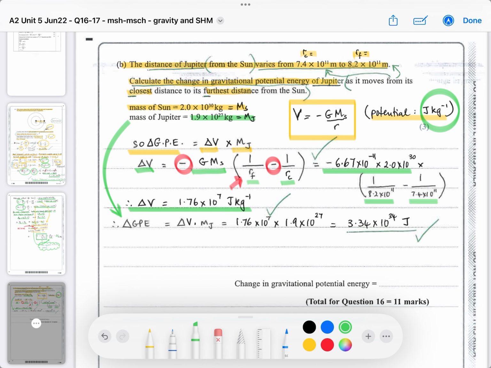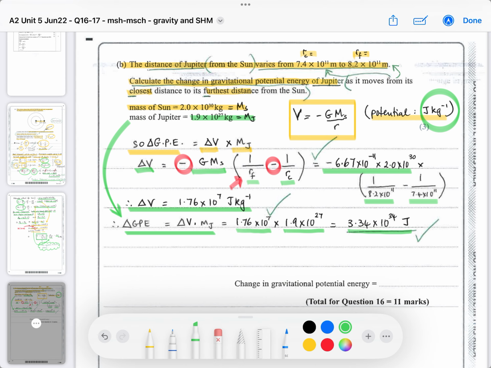in potential to the change in gravitational potential energy, which is a bit like mgh, except mgh can only be used at the surface of a planet, okay? And this can be used at any position. So you multiply the potential by the mass of Jupiter, and you get the change in the potential when it moves from the closest distance to the furthest distance.